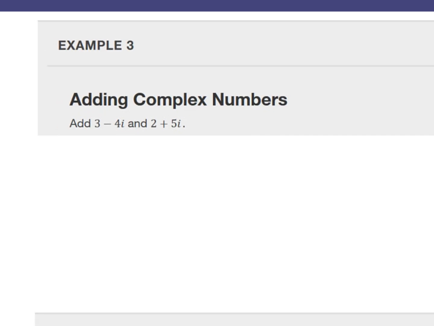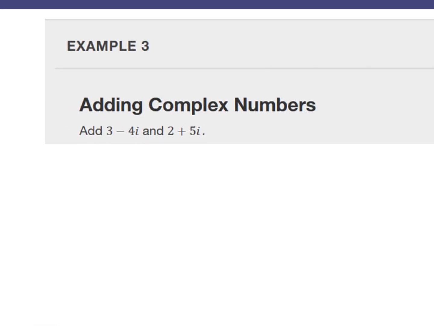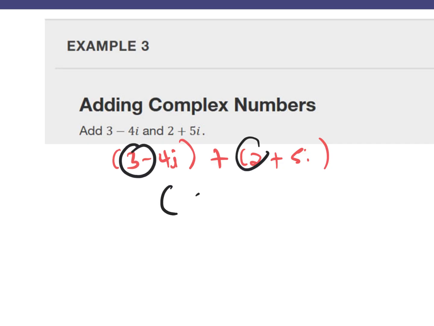Example. Let's add 3 minus 4i plus 2 plus 5i. I would write it like this: 3 minus 4i, adding 2 plus 5i. You know that the 3 has to add to the 2. That's a 5.